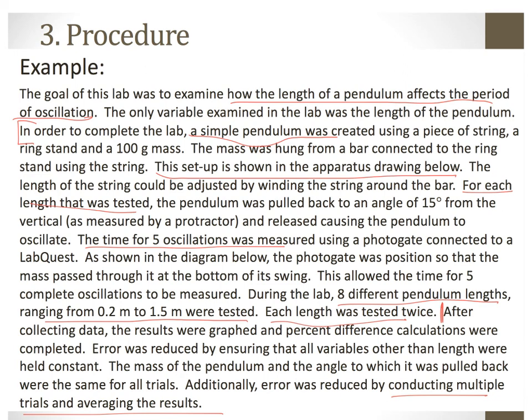Notice, by the way, that this is not stating the sources of error. This is talking about 2 things that were done to help reduce that error. We'll get to the sources of error in the conclusion. So that's your basic procedure. You really want to make sure you're hitting on all those points.